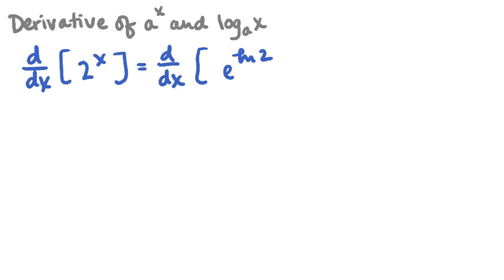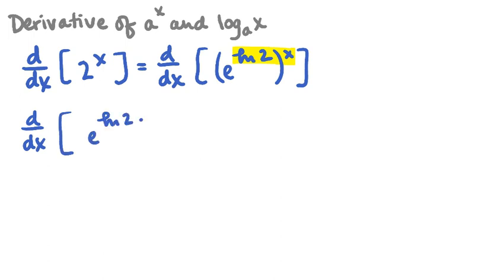So 2 to the x is going to be this number to the x. When you think back to your algebra course, you remember that this situation right here is where you multiply the exponents. So I'm taking the derivative of e to the log of 2 multiplied by x. Now, if I was taking the derivative of e to the 10x, that would be e to the 10x, but then I would have to multiply by 10 for the chain rule. So I'm going to do the same thing here.